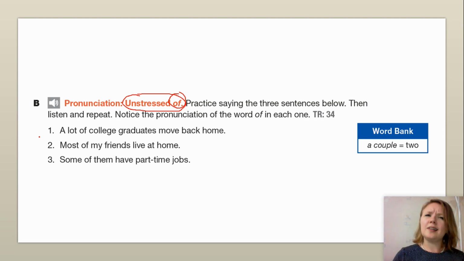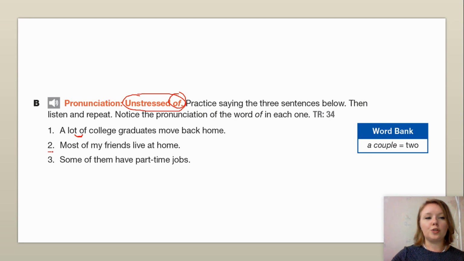Now, how did I say of in that sentence? A lot of college graduates. Did I say of very clear? Something that can happen here is a linked sound. So I didn't say a lot of, it's unstressed. A lot of. A lot of.